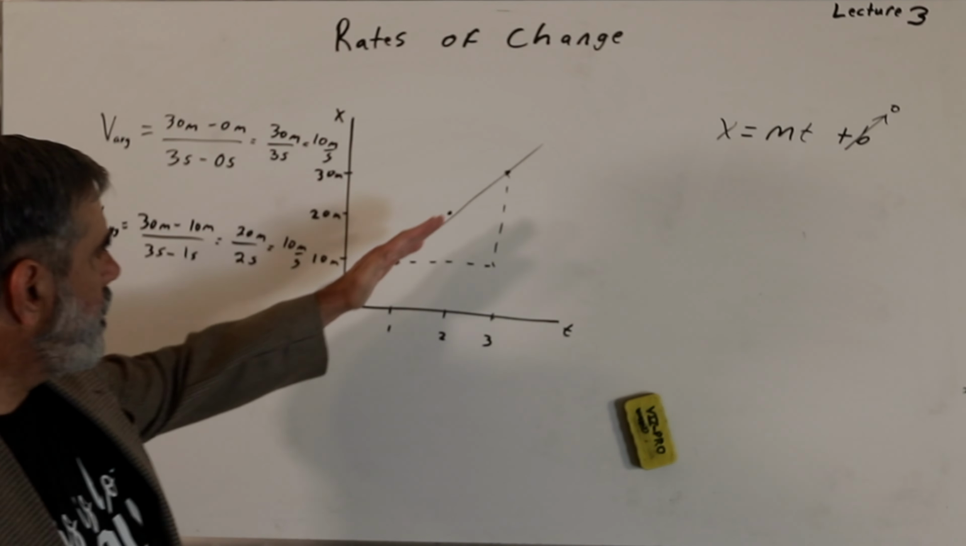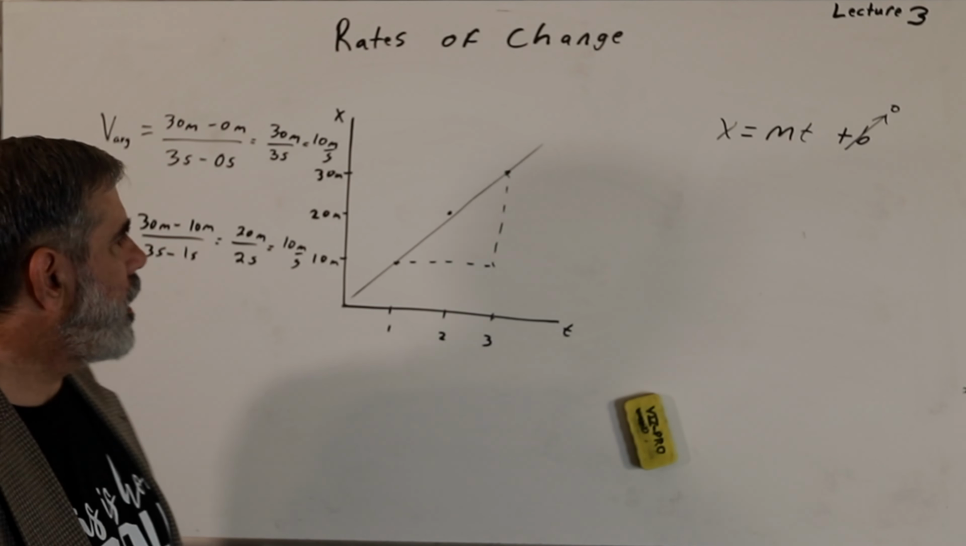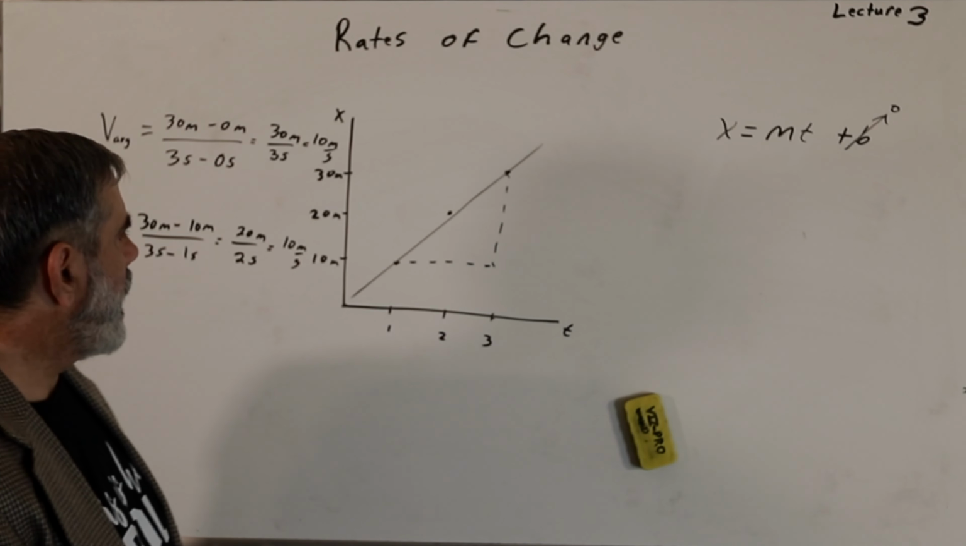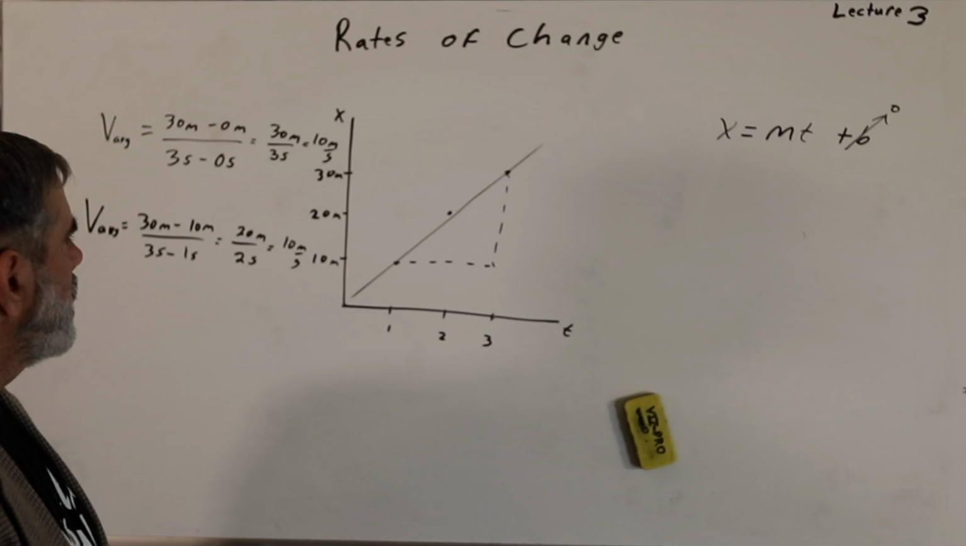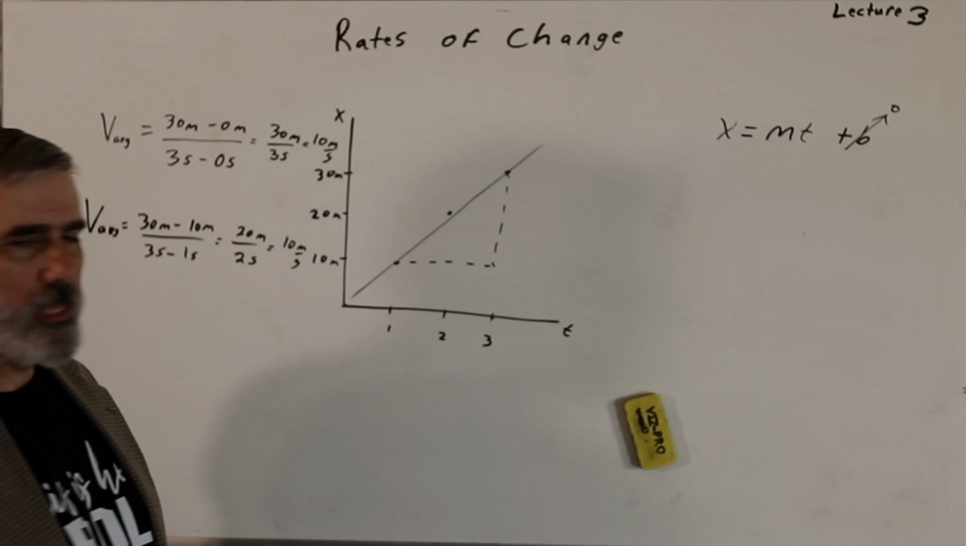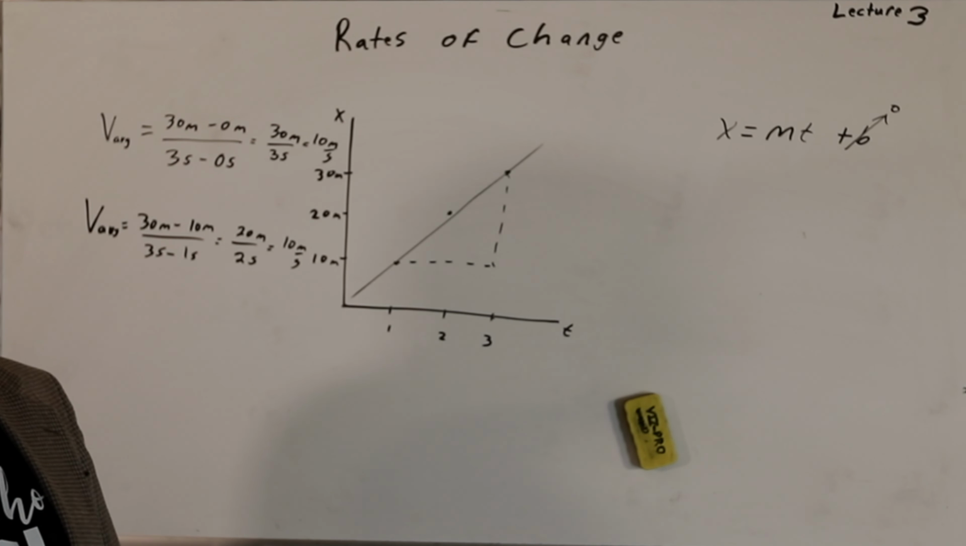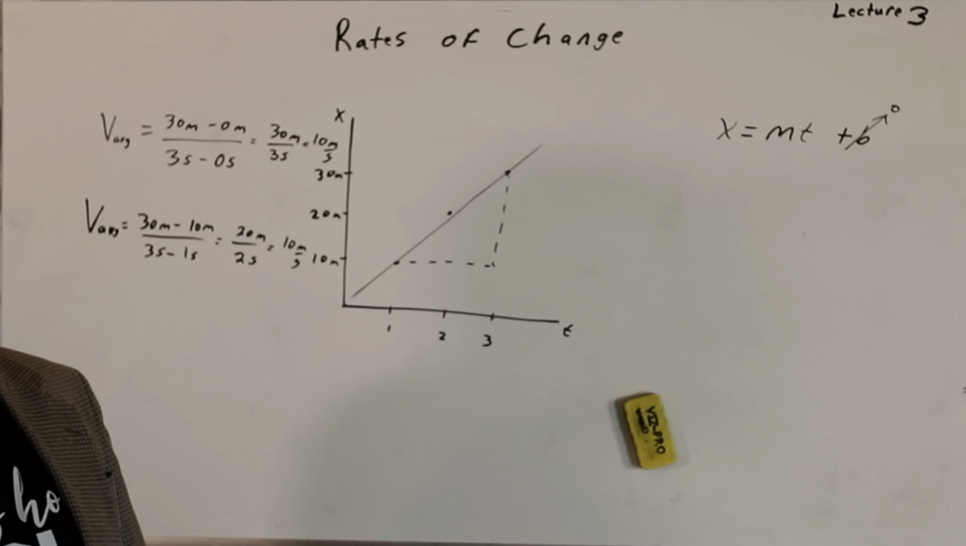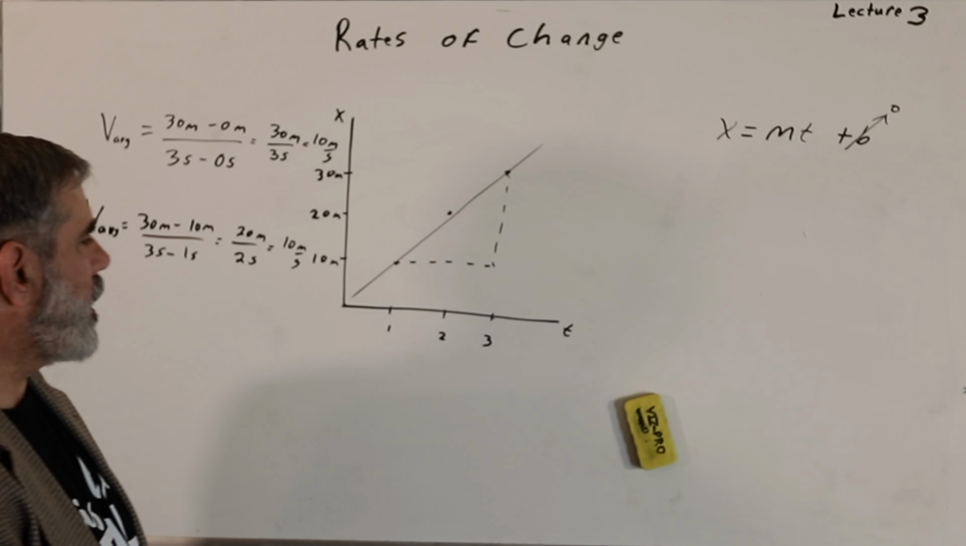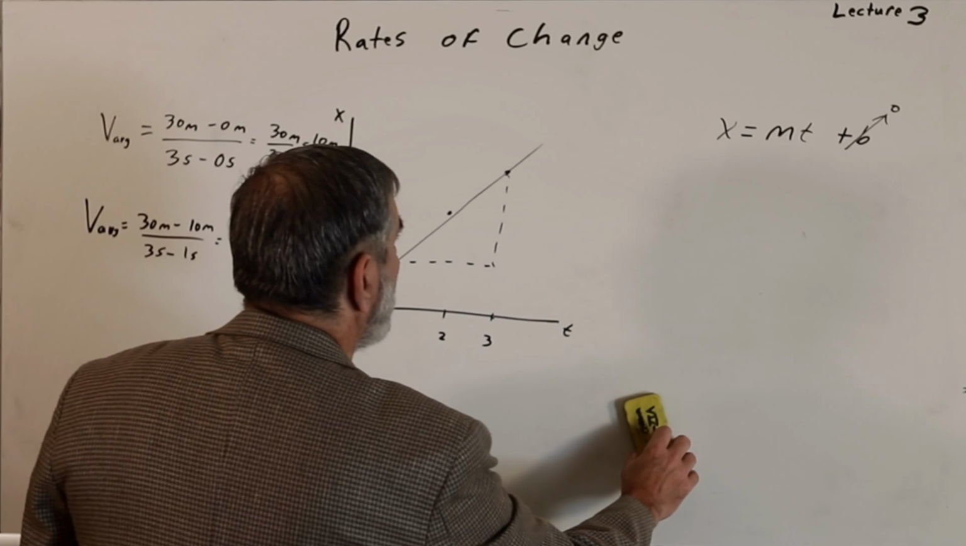And so we get a straight line for our position curve. And straight lines only have one slope. So in this case, the instantaneous velocity is the average velocity. And so that's kind of handy in cases like this, where we're traveling at a constant speed or velocity.